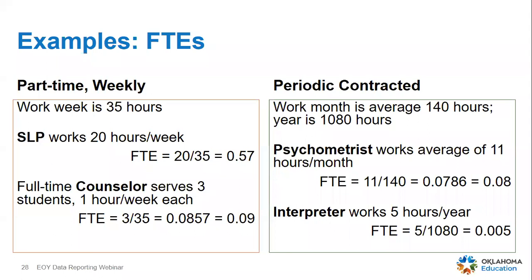Okay, so if you know your interpreter comes in about 2 hours a month, go ahead and use 2 hours a month. If you know your psychometrist comes in about 10 hours a month or 3 hours a week, you can go ahead and use that average calculation, okay? The feds want to know approximately, as best guess as we have, how many people, how many FTEs are serving students. And so, very precise exact calculations are not necessary, but they do need to be as close as possible.